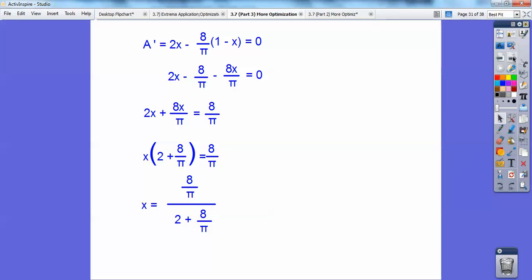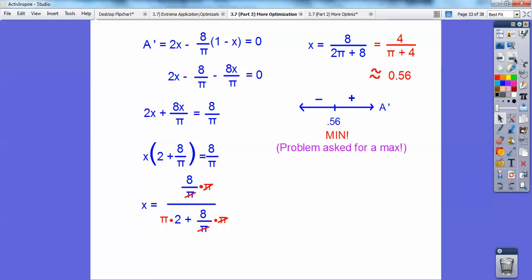Now I'm going to clean it up a little bit. I don't like fractions within fractions, so I'm going to multiply everything by a common denominator, which is pi. So times pi, this times pi, this times pi, and it cleans up nicely, see? Then I get 8 over 2 pi plus 8, and divide everything by 2, and I get 4 over pi plus 4. When I put that in my calculator, I get about 0.56.